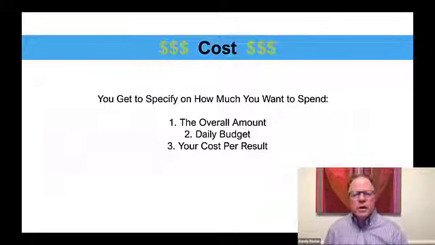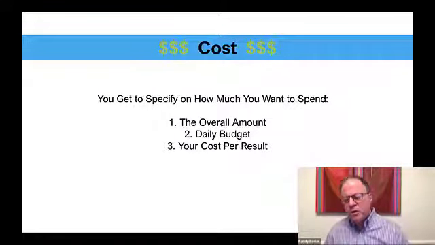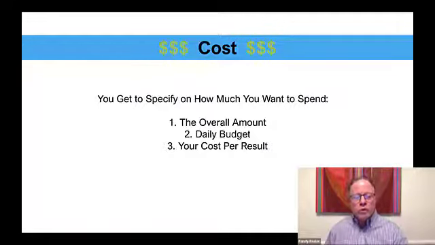So cost: you get to specify how much you want to spend with Google. And I should also mention that the ad spend for Google is not quite what it would be for, I'm sorry, the other way around. The ad spend for Facebook is not what it would be for Google. So you want to figure out, you could base it on an overall amount, or you could do a daily budget. You could do a cost per result. So there are different ways to break it up. And some podiatrists, if they're advertising on Facebook, may not want to advertise on the weekends, or they may want to. It's adjustable.